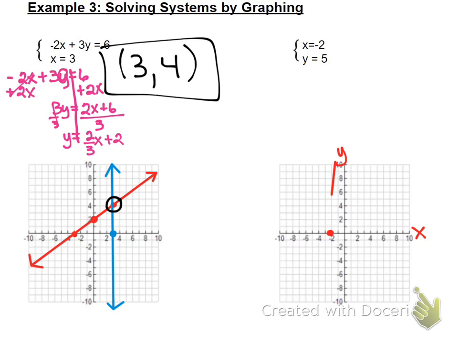You guys graphing your line? Do your lines look as nice as mine? No. I already did that.